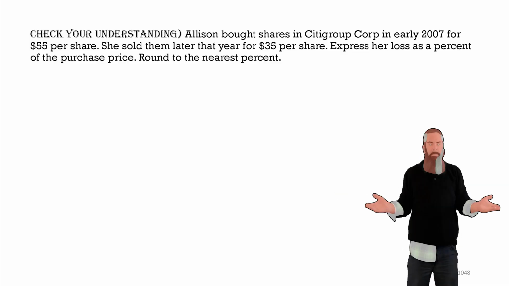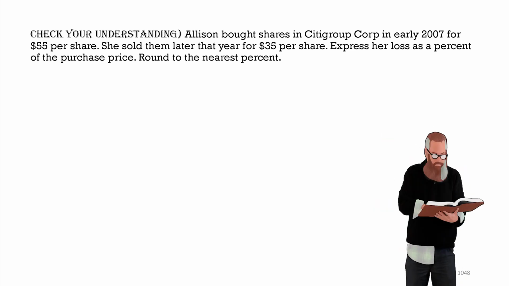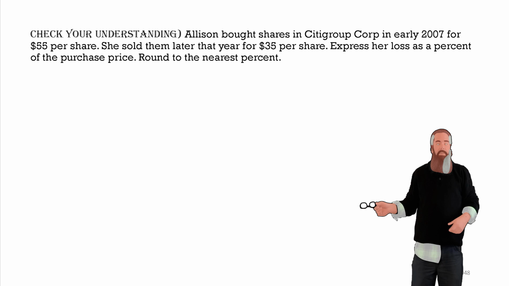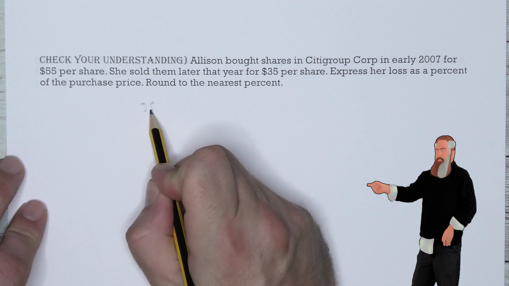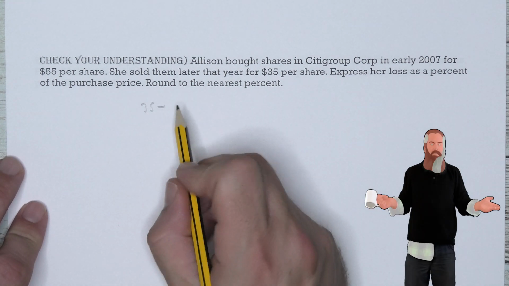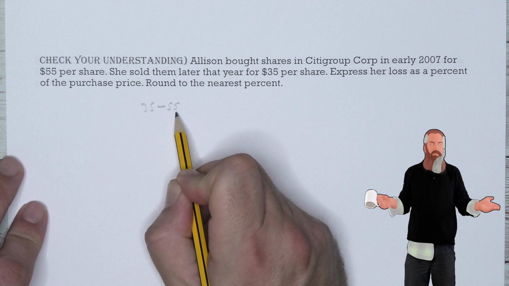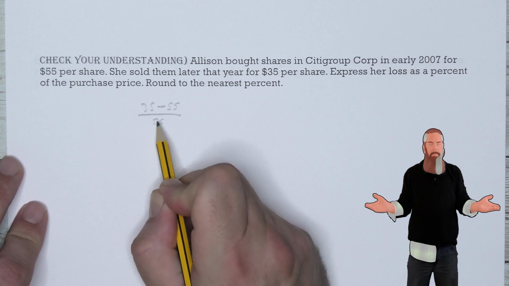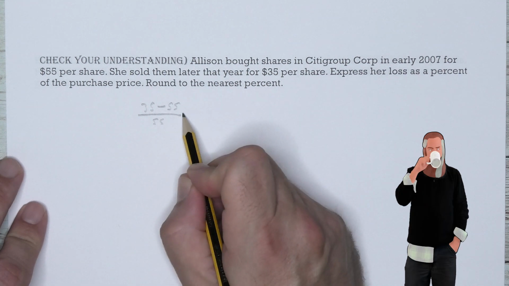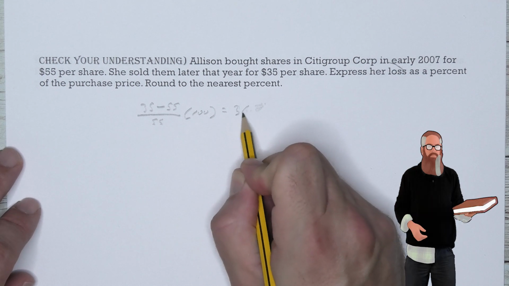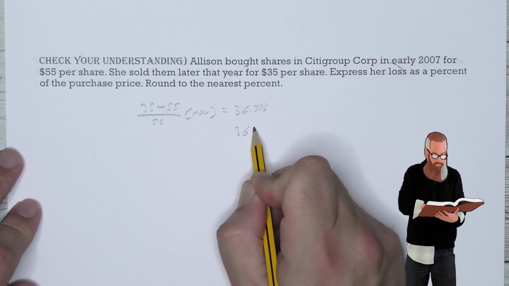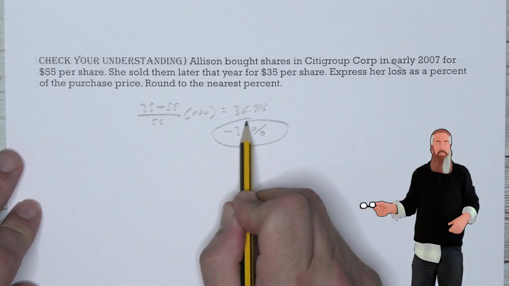Let's check our understanding of this. Allison bought shares of Citigroup Corp in early 2007 for $55 per share. She sold them later that year for $35 per share. Express her loss as a percent of the purchase price and round to the nearest percent. Well, we know we're suffering a loss here, so we're going to take the $35 that she sold it for and subtract the $55 that she bought it for. Divide by the 55 so that we can see a percent of change. Percent means we're also going to multiply this by 100, which is going to give us 36.36%, or 36% as a loss, so negative.